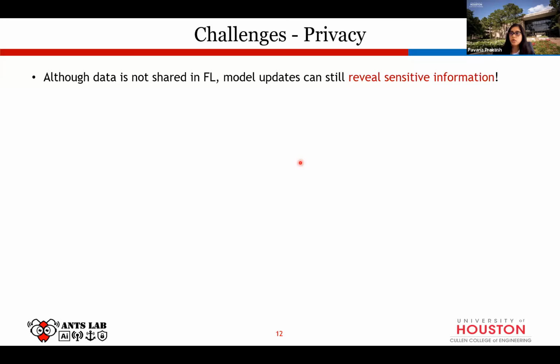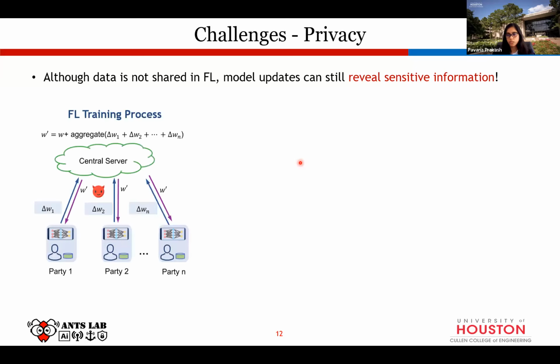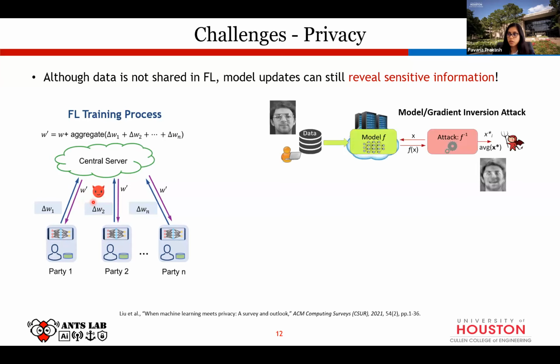The third and final challenge we talk about is privacy. Although in federated learning we do not actively share data and the training data is protected to a great extent, the model updates that you send to the server can reveal some sensitive information. For example, though we are only sending the updates to the central server, let's say there's an adversary who can intercept these updates. We'll see what they can do with them.